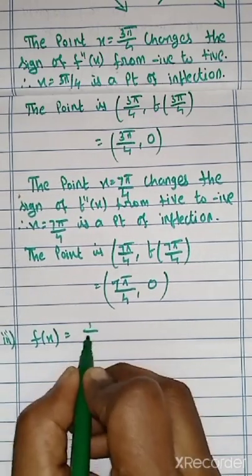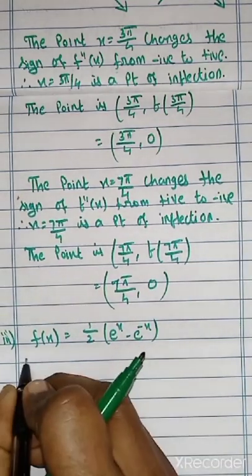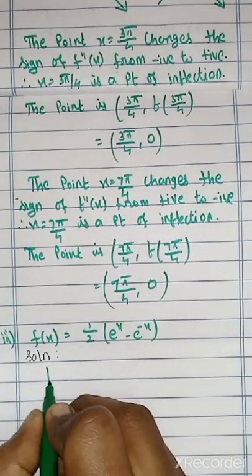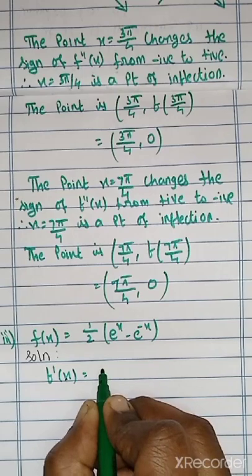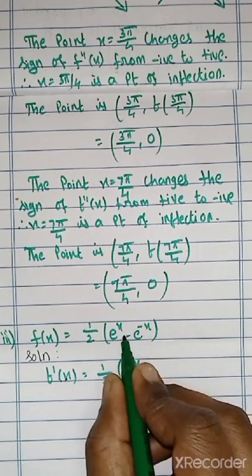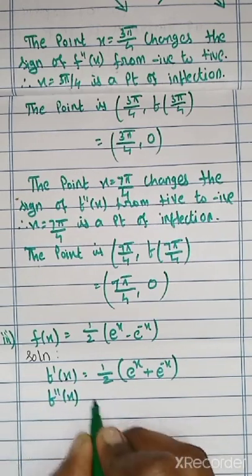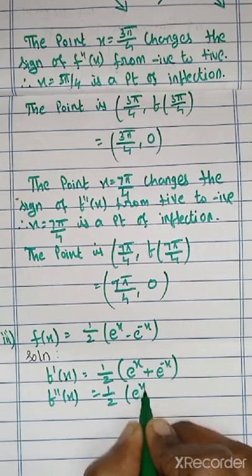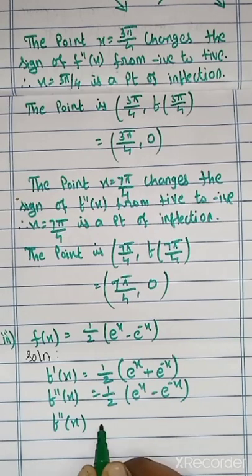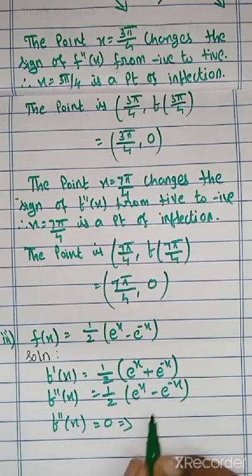f of x equal to 1 by 2 e power x minus e power minus x. So we have to find out f dash of x and f double dash of x, right? So f dash of x equal to half e power x plus e power minus x, since differentiating e power minus x gives a minus, and with the minus already there it becomes plus. And f double dash of x equal to 1 by 2 e power x minus e power minus x. What is the next one? f double dash of x equal to 0, implies this is equal to 0, correct?